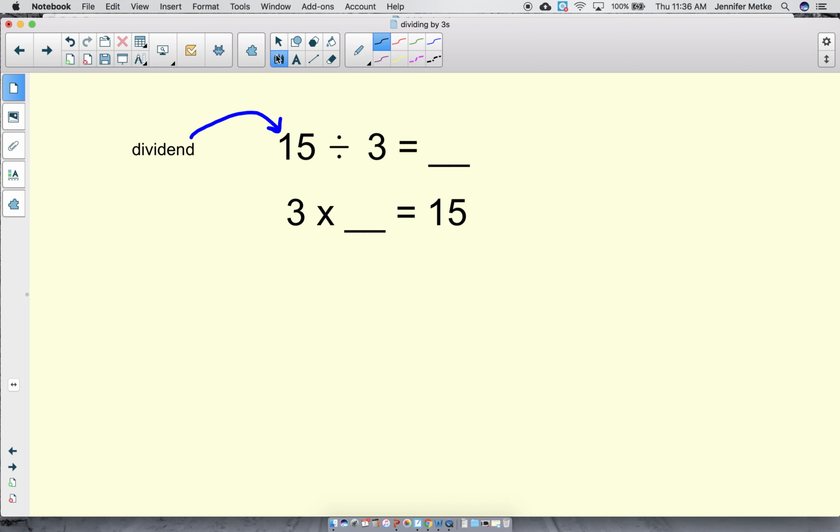Well, if I know that 3 times 5 is 15, that means that I also know that 15 divided by 3 is 5. This first number here is the dividend. This is the total. So a way to think of this problem would be I have 15 crayons. I have 3 boxes. How many crayons would fit into each box? So this is my total in a division problem. My total ends up at the end of a multiplication problem. Because we have this relationship, we can think multiplication to figure out the problem.